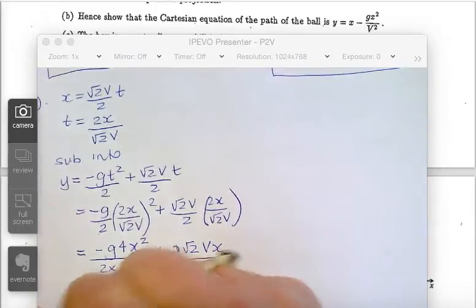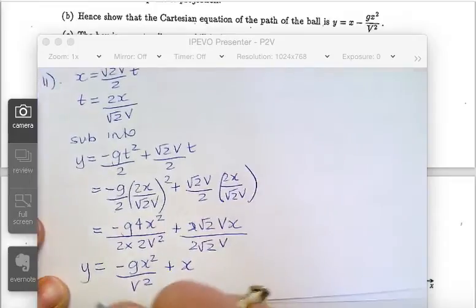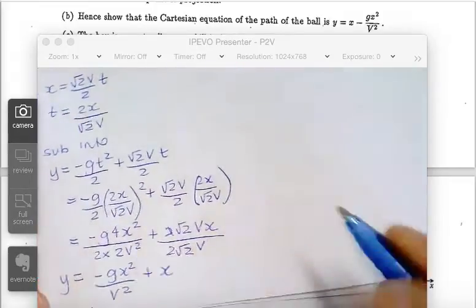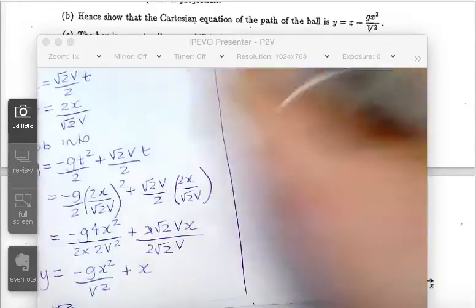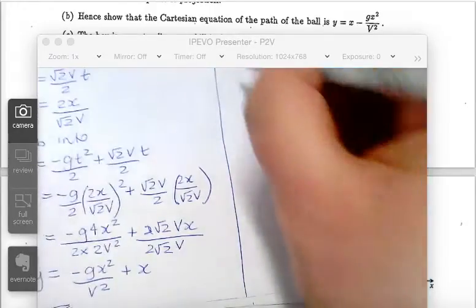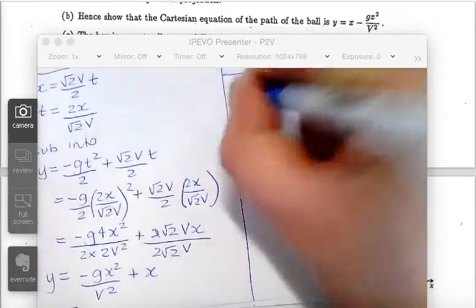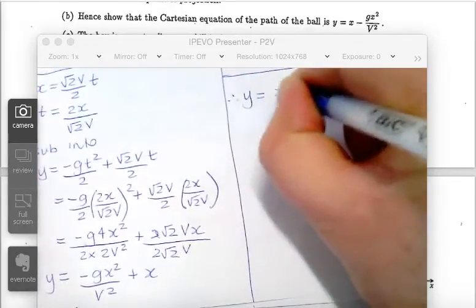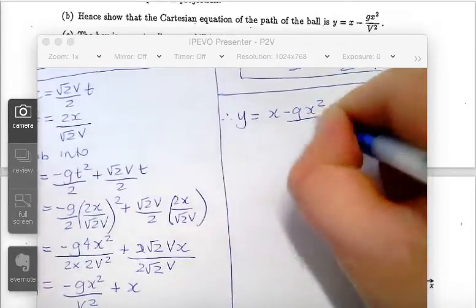Which is, we're done. So it's x minus that. So therefore y equals x minus gx squared on v squared.